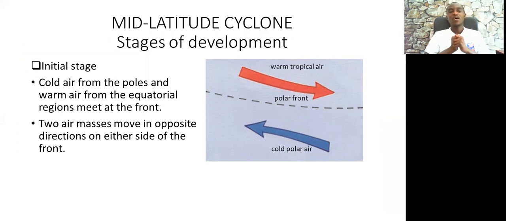So in the initial stage, cold air from the poles and warm air from the equatorial region meet at the front, forming what is called the polar front, which you can see here, separating warm tropical air and cold polar air. Then the two air masses move in opposite directions, remember.